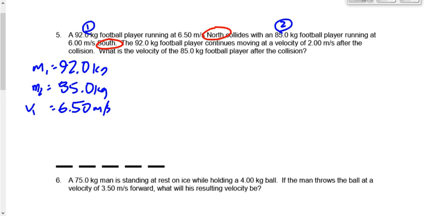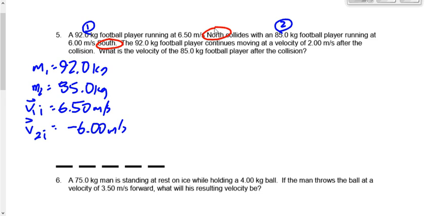V1, yeah, it's V1. The 92-kilogram football player is moving at 6.5. That's V1. Is that V1I or V1F? That's V1I. Good. The initial velocity of the football player. The 85-kilogram football player running at 6 to the south, we're going to make that negative. I'm not going to forget that because I circled it in red. That's going to be velocity as well. Is that going to be V1 or V2, Colleen? V2. Good. V2I. The initial velocity of object number 2.